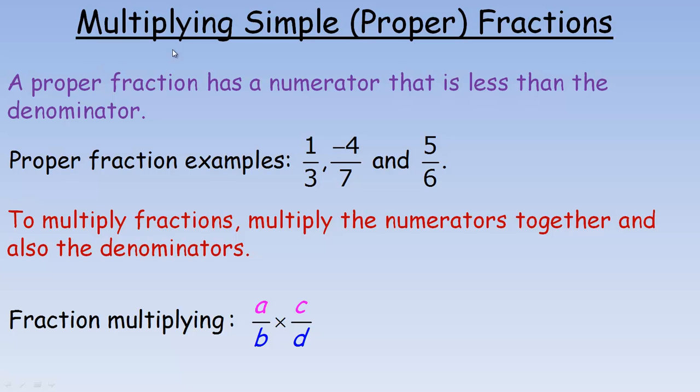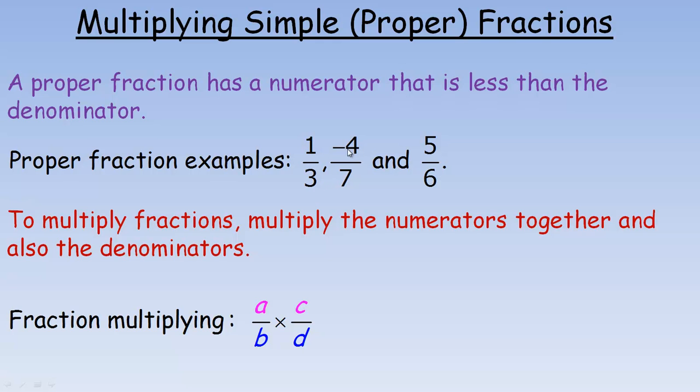In this video, we're going to take a look at multiplying simple or what are called proper fractions. A proper fraction is one that has a numerator, which is the top number, that is less than the denominator. So here's three examples of proper fractions. 1/3, the 1 is less than the 3. Remember, numerators on top, denominators at the bottom.